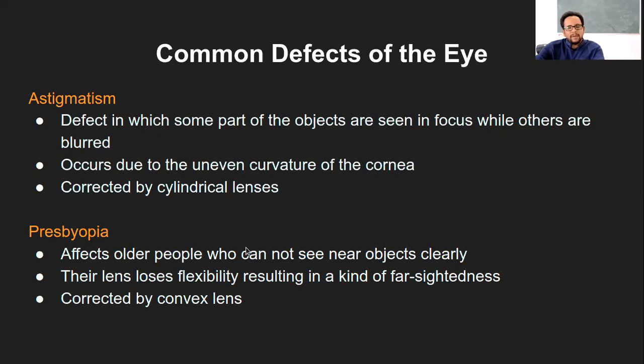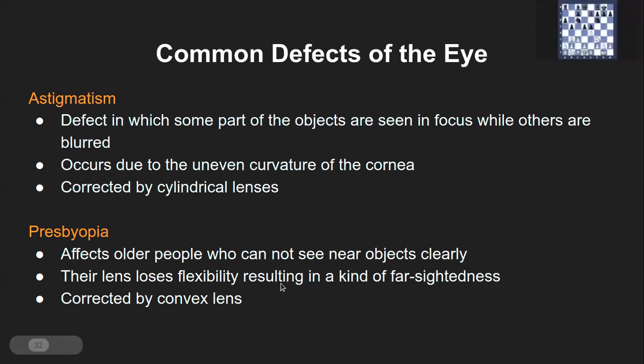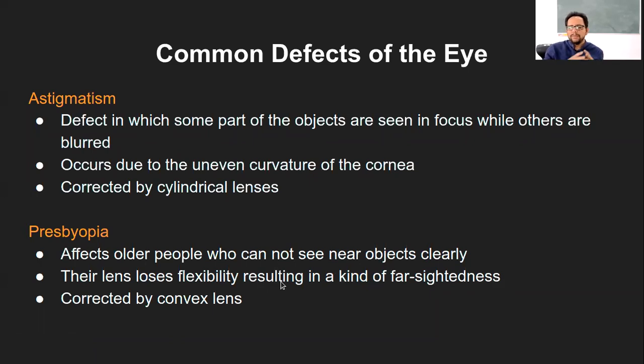Their lenses lose flexibility, resulting in a kind of farsightedness. It's obvious that over time, when the eyes have been used quite often, at old ages, the lens tends to lose its flexibility, and then it is not able to contract or relax at any given point, and that's how this kind of disorder occurs in presbyopia. And similar to farsightedness or hyperopia, as we had seen, this can also be cured by using a convex lens.